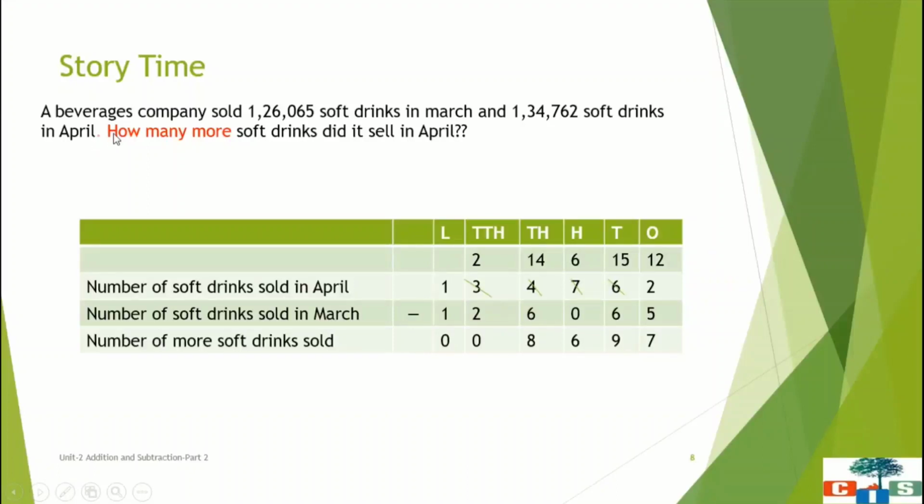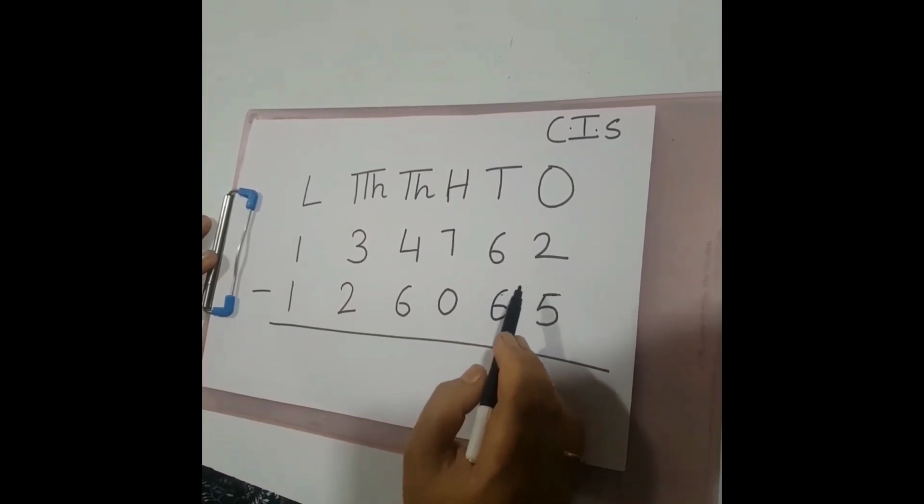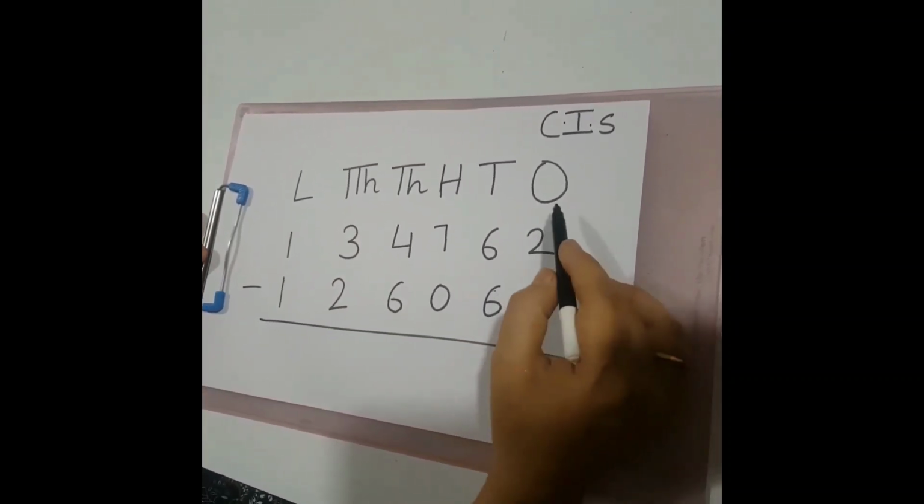Now what will be the next statement? How many more soft drinks did it sell in April? From these two numbers we can easily find that the soft drinks sold in the month of April are more. Now what do we have to find? How many more? For that we need to subtract. Again we will see this subtraction on the notepad. I have arranged the digits in columns according to the place value chart. Now we'll start subtracting from the ones place.